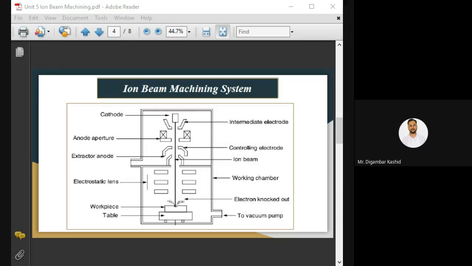So the charged ions are coming from your source, and they accelerate with the high voltage, and through the impingement of those charged ions, material removal takes place. So that is important.